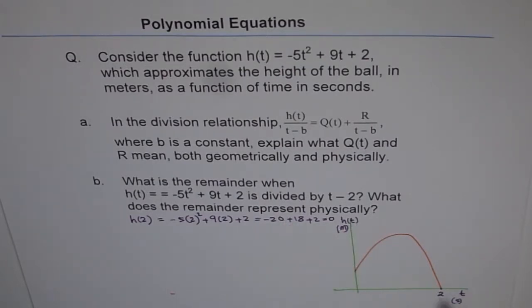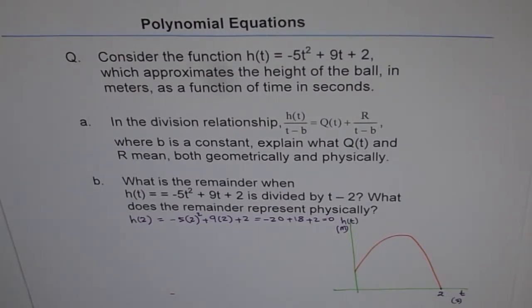What does the remainder represent physically? The remainder tells you the value of the function at that time. So the remainder is 0. That means when t equals 2, the value of the function, h of 2, is 0, which gives the position. In this particular case, since the height is 0, the ball hits the ground at t equals 2. So it is in the air for 2 seconds. That is the way you can see t minus 2, or the height at t equals 2. So that's part B.